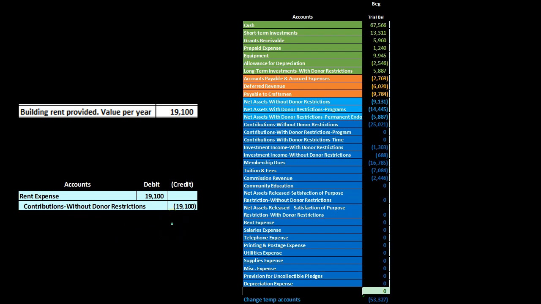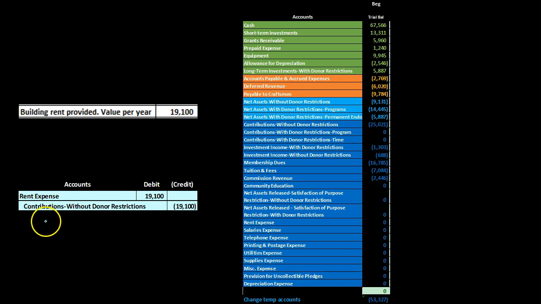We're going to have to value it somehow, which can be a little bit difficult, but we should have a kind of market value estimate for the value of the rent that we are receiving. And that's going to be an increase to the contributions without donor restrictions. And then the other side is going to be recorded to rent expense. So we're going to expense the amount that we are consuming at that point in time as well. So we have an expense of the facility that we are consuming, even though we're not paying for it. We're recording the other side as basically revenue that's being provided to us. So revenue's going up, expenses going up.